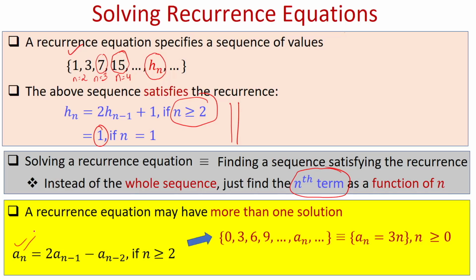So I will now show you two possible sequences. Consider this infinite sequence whose nth term is 3 times n. You can easily verify that this infinite sequence satisfies this recurrence condition. You take any term, say 6. It is indeed equal to twice the previous term minus the previous to previous term. So 6 is indeed 2 times 3 minus 0. You take the term 9, it is 2 times 6 minus 3, and so on.